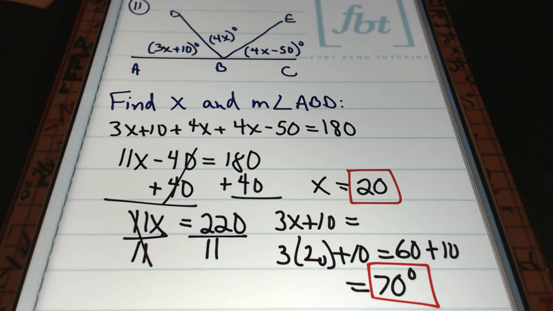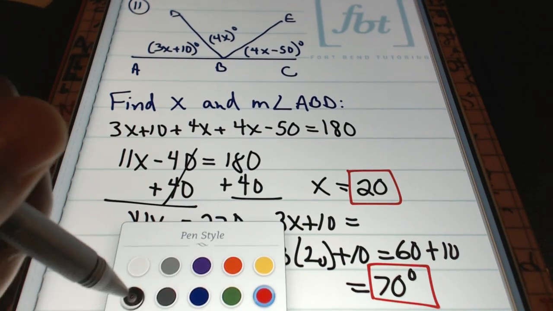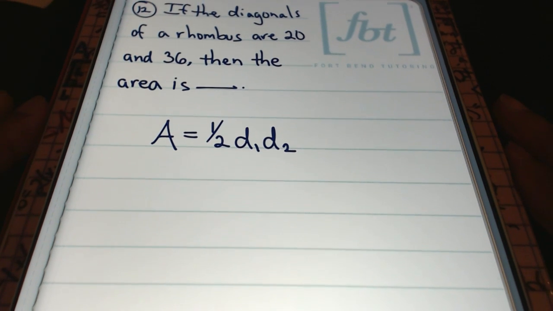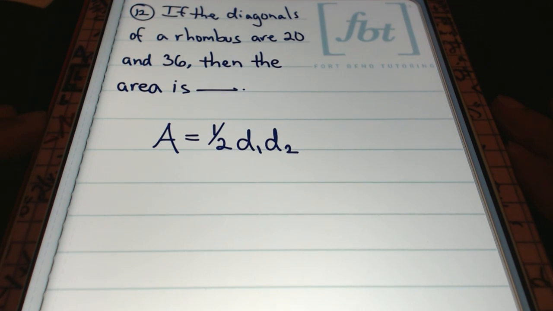That's problem number 11, son. I ain't scared of you guys today. No fear. Not today. We're going to go on to number 12 now, though.